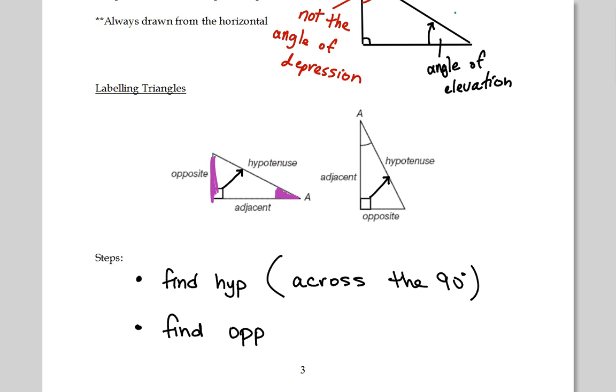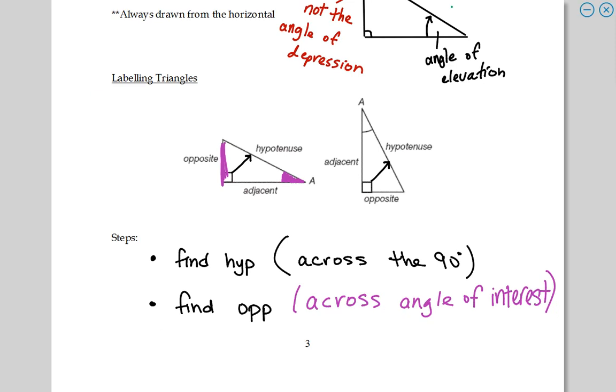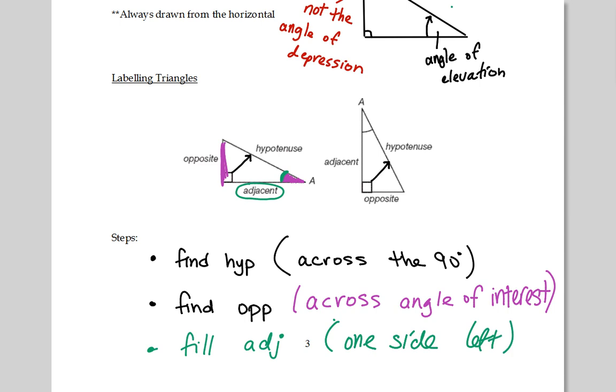Okay, so find the opposite by going across the angle you're going to work with. I'll put across angle of interest because that's the one you're interested in. And then, if you've already labeled hypotenuse and you've already labeled opposite, you just have to fill the ADJ. ADJ will be adjacent. Adjacent means beside. So do you see how this adjacent is beside angle A? See how it's right next to it? Adjacent is beside A. The hypotenuse is also beside A, but the hypotenuse is the hypotenuse, so the adjacent is the adjacent. So fill adjacent, there's only one side left to fill.